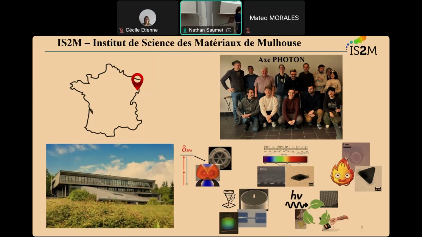So part of the team are designing fluorophores for 2-photon absorption. We are designing many photopolymerization processes at any wavelength, so from the UV to the infrared. Of course, we are doing plasmonics. And since I joined the team, so 4 years ago as a postdoc and now 2 years as a CNRS researcher, I introduced the thermoplasmonics thematic inside the team. And part of the team is also dedicated to green chemistry.